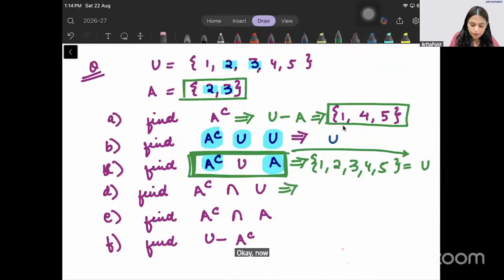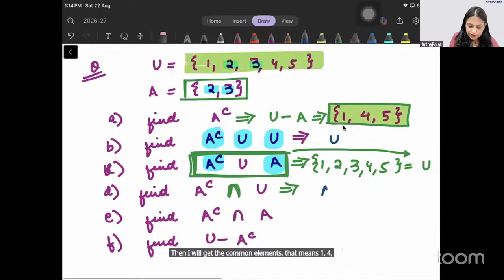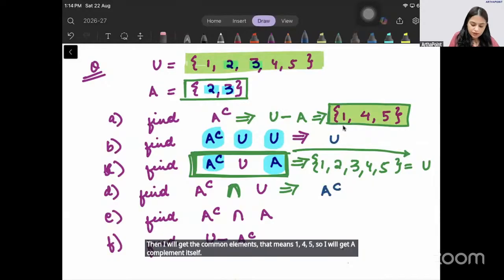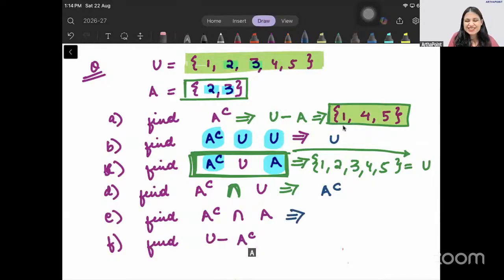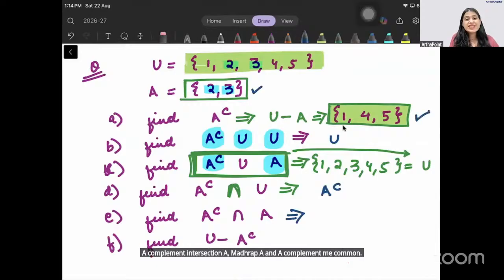ओके, नाउ A complement intersection universal set. तो यूनिवर्सल सेट में I have 1, 2, 3, 4, 5 and A complement में I have 1, 4, 5. So when I will find the intersection, then I will get the common elements. That means 1, 4, 5. So I will get A complement itself. A complement intersection A. मतलब A and A complement में common. There is nothing common between the two. ये 2, 3 है, ये 1, 4, 5 है. So this will be a null set.